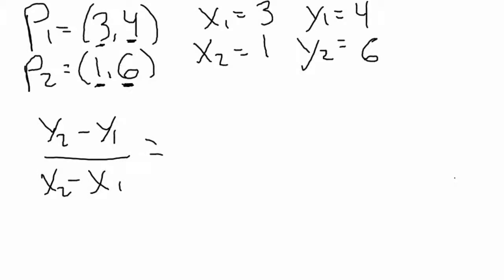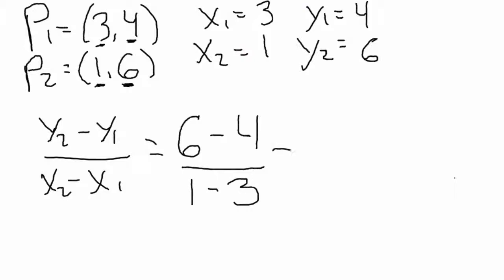So from that we get y2, which is 6, minus y1, which is 4, divided by x2, which is 1, minus x1, which is 3. So from this we get 6 minus 4 equals 2, and 1 minus 3 is negative 2, which makes the slope of that line negative 1.